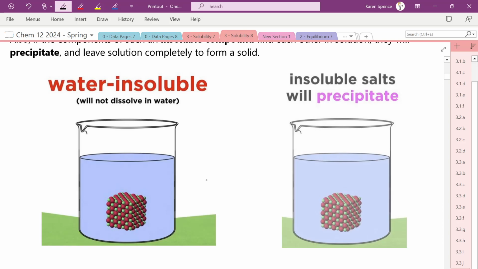Now, if you were to put in something like Ag plus and Cl minus, they would get together and form a precipitate. So insoluble salts will precipitate if you put the component ions in there. Okay, so if you were to mix some silver with some chloride, you will get a precipitate. And the precipitate is the solid.